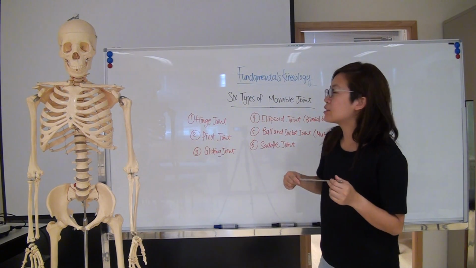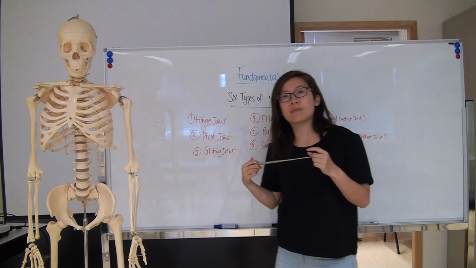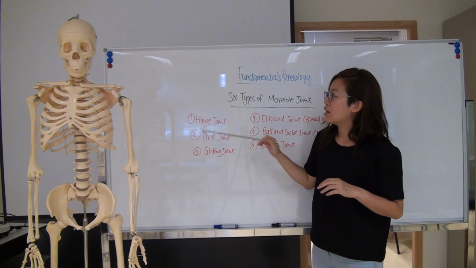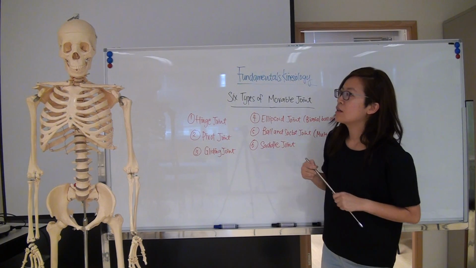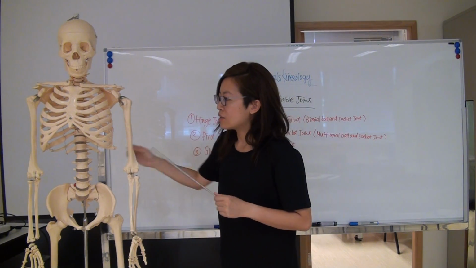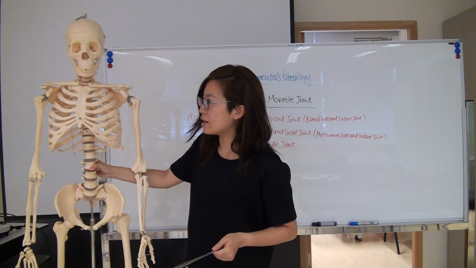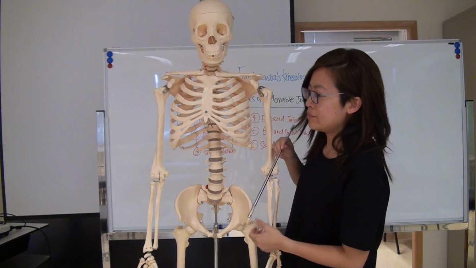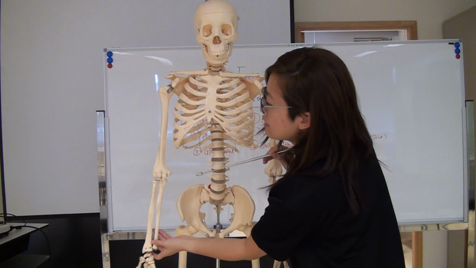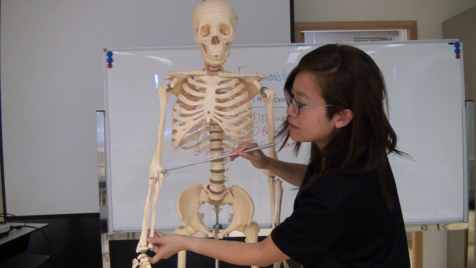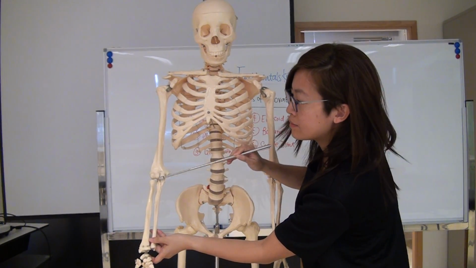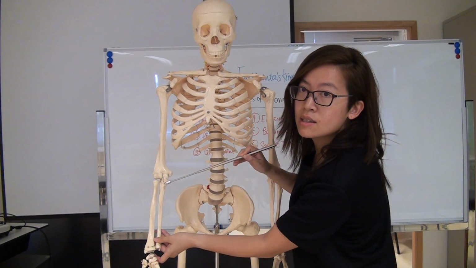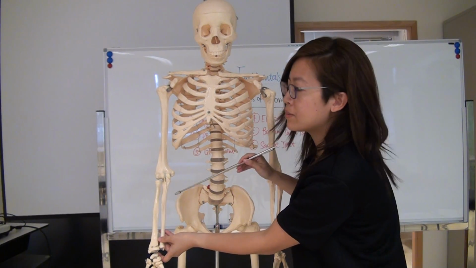So the first type of joint that I'm going to talk about is the hinge joint. Where is it in the body? With the help of this skeletal model, you can see this is the hinge joint. The characteristic of the hinge joint is that it allows movement in one plane.